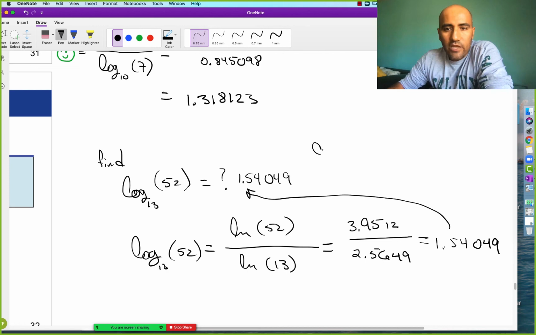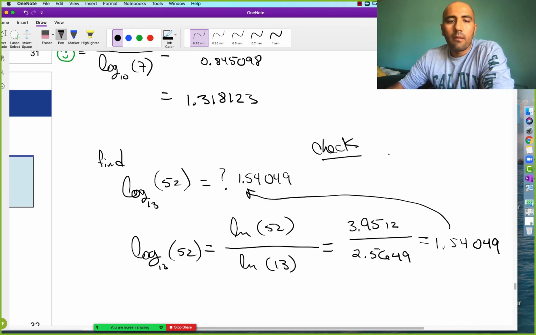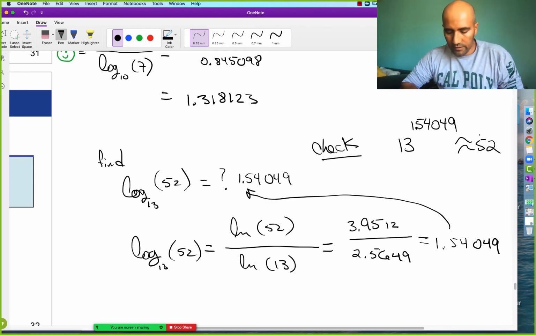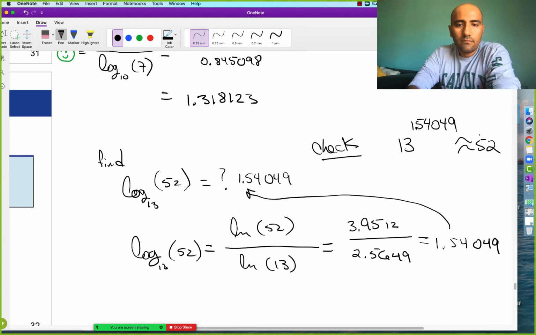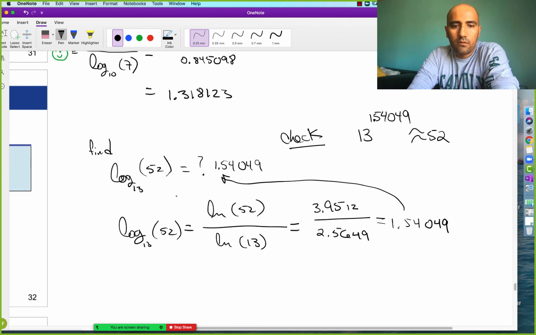1.54049. And we can check by noting that 13 to the power of 1.54049 is pretty close to 52. 13 to the power of 1.54049. Yep, pretty close to 52. Any questions? No?